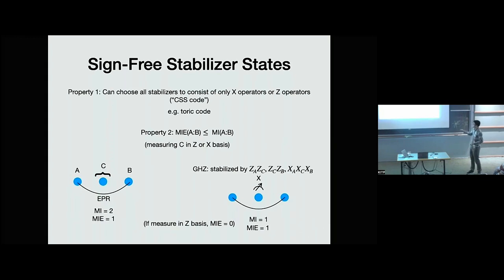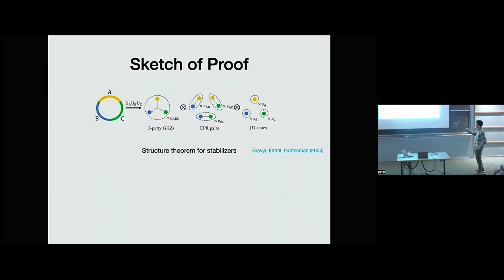So remarkably, it turns out that these toy examples are pretty much all we need to prove this statement in full generality for all sign-free stabilizer states. And that's because there's a very nice structure theorem for stabilizers that says that any stabilizer state on A, B, and C is equivalent, up to local unitaries on A, B, and C, to just a direct product of GHZ states, Bell pairs, and product states.